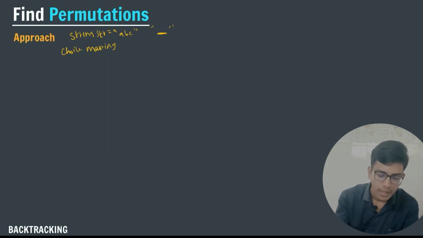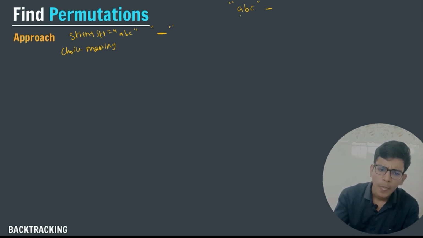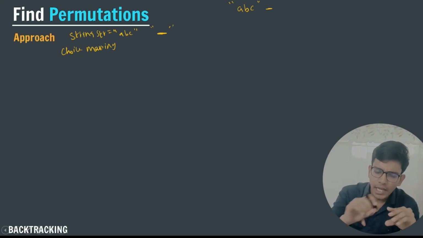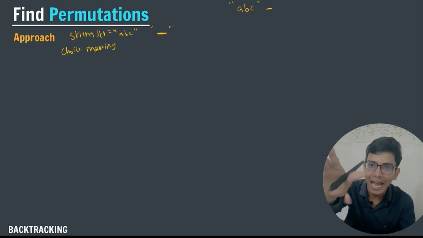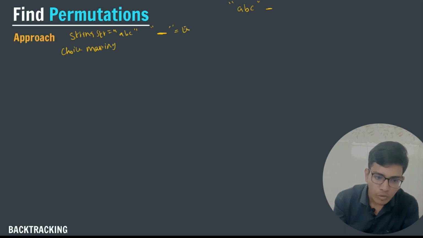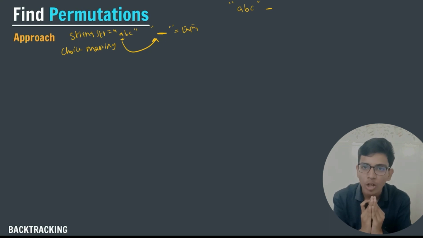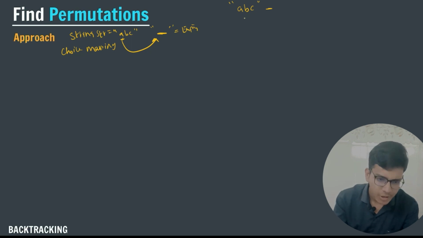Now this is my given string, abc, and this is my blank string, the empty string. What I do here is reduce the given string: I will remove a particular element from the string and add it to my empty string. This is the logic that we are going to follow here. Now let us talk about its choice making.